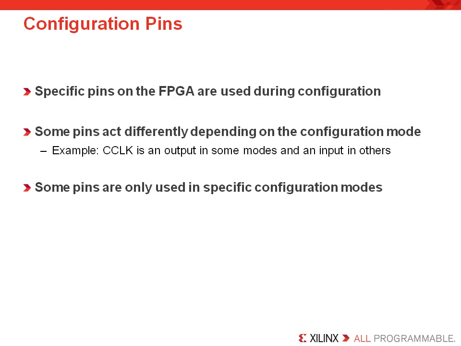Specific pins in the FPGA are used during configuration. Some pins act differently depending upon their configuration mode. For example, the clock, or C clock pin, is an output in some modes, while it is an input in other configuration modes. Some pins are only used in specific configuration modes as well.